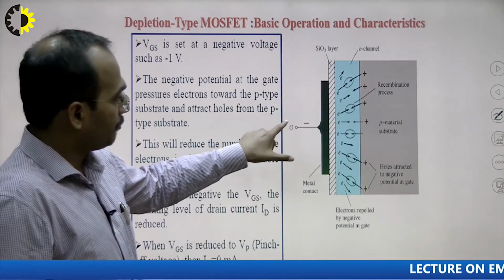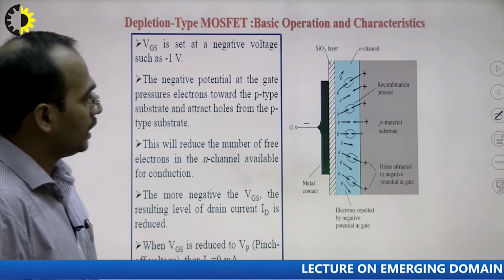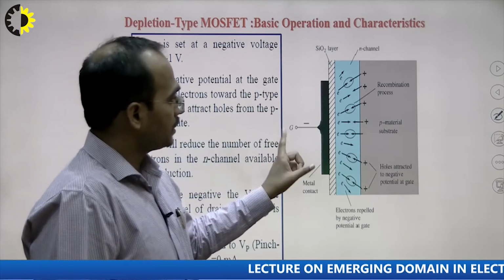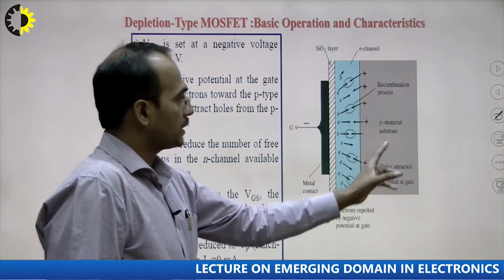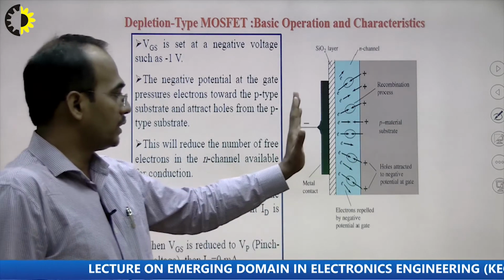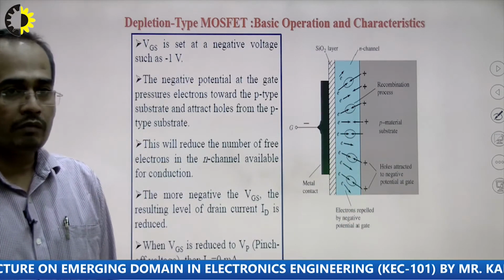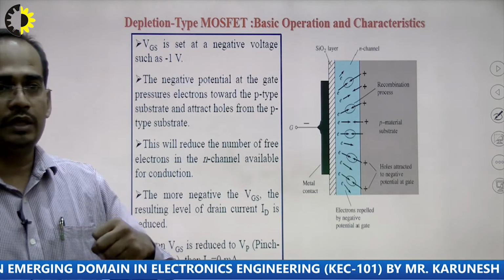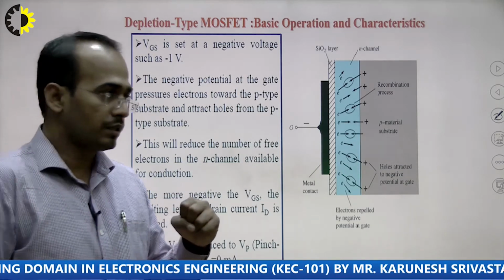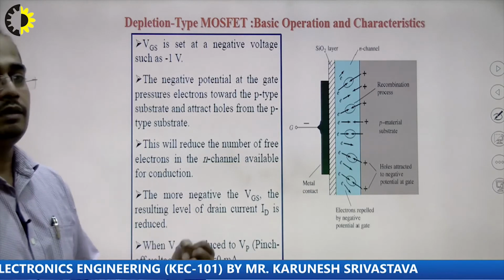When the negative voltage is applied between the gate and source terminals, the negative potential will attract the majority charge carriers. These charge carriers will recombine with the electrons moving in this channel. So, the concentration of charge carriers will decrease, and as the concentration of charge carriers decreases, the drain current ID will decrease.